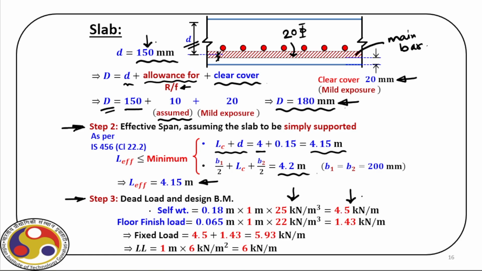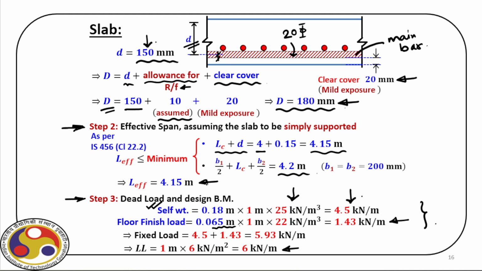Now on top of this self weight, we have floor finish. Remember the thickness of the floor finish was given, that was 65 millimeter. And then for floor finish, we know the density and we can calculate the corresponding value of load per meter run. So for this problem, we have fixed loads coming from the dead load and the floor finish. And then we also have live load. So we can find out the live load per meter run, which is 6 kilonewton per meter.